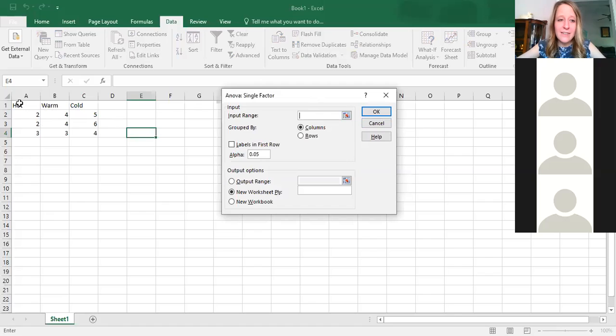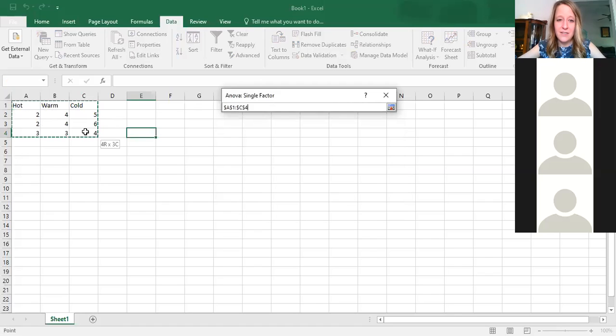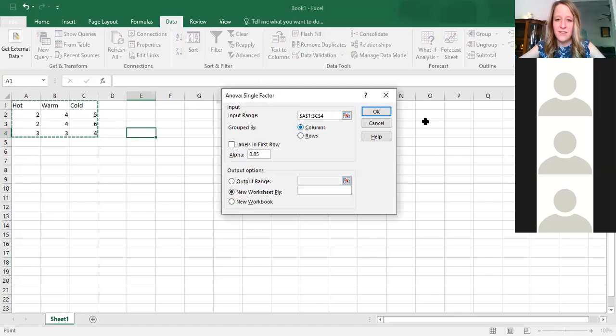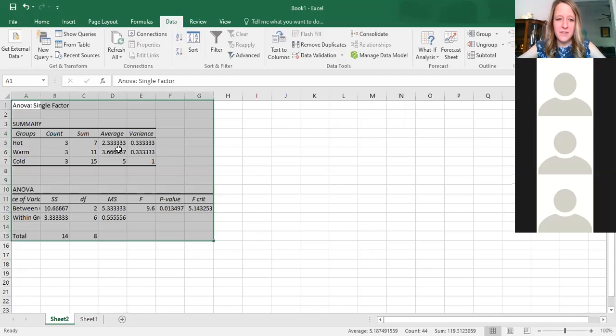Input range is just asking you to select your data. So I'm going to do that. It's going to select it. It's grouped by column, so I have each of my hot, warm, and cold in different columns. The labels are in the first row, where it's labeling what the group is. And then I click OK. And then it does it for me, right?